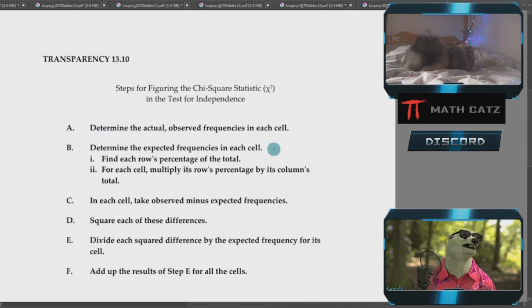So running through the steps here briefly, we determine the actual observed frequencies that will most likely be given to us in a question in some form. Determine the expected frequencies based on the row percentages, and then calculate the expected frequencies and compare that to the observed, and then everything from this point on is the same in terms of calculating the chi-squared statistic.